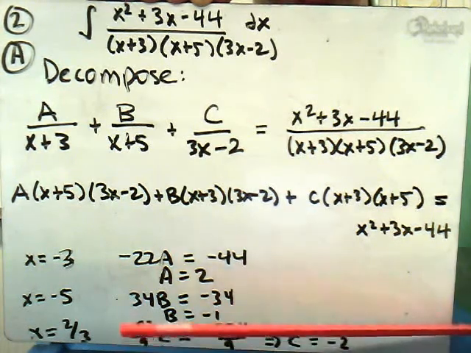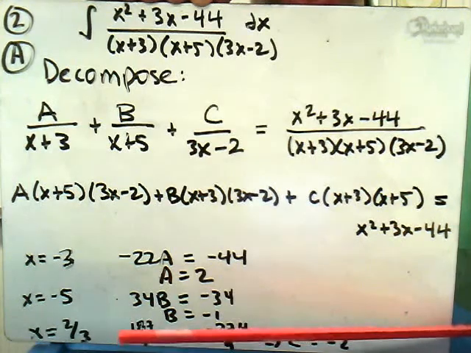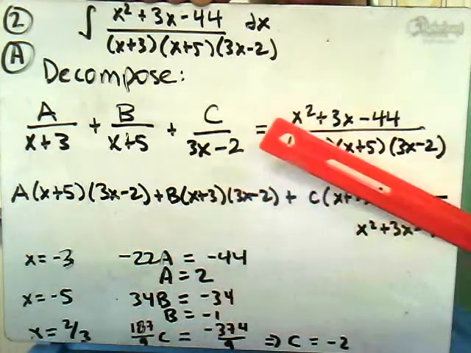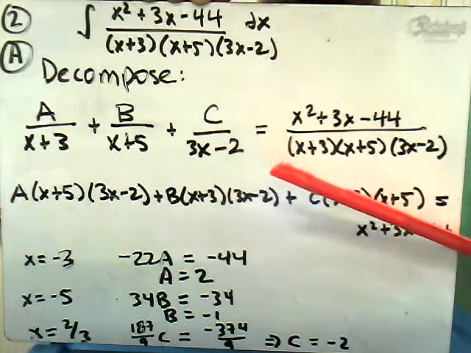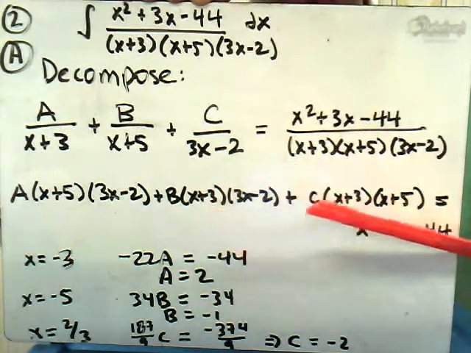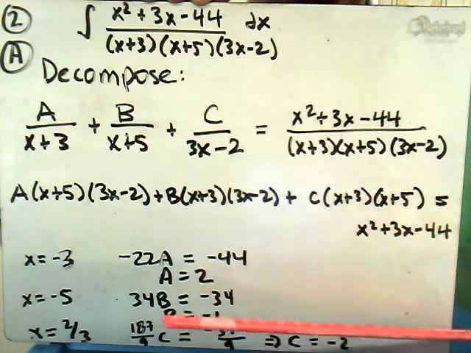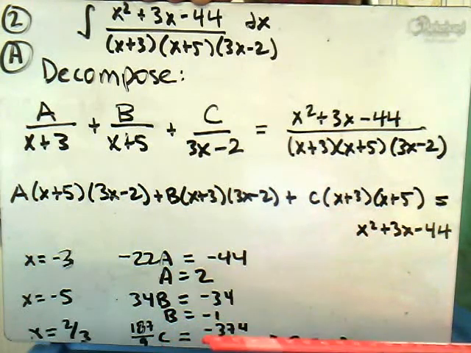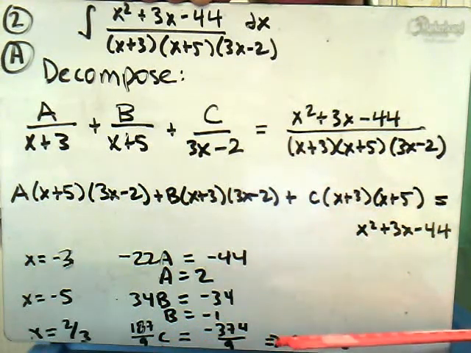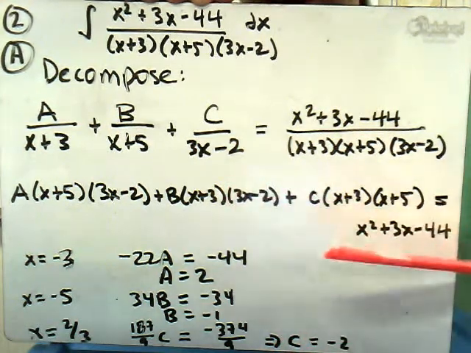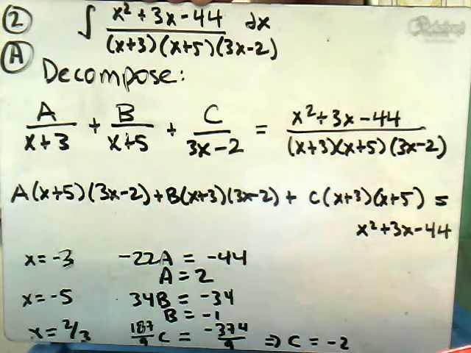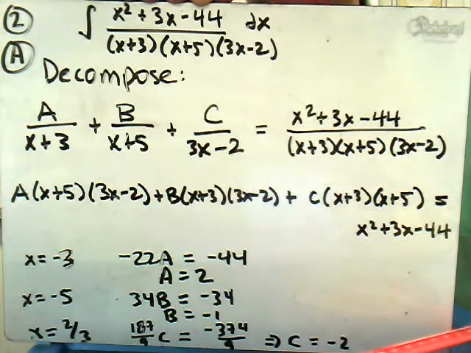Now the math is a little more complicated when we plug in 2/3, which is the x value where the denominator of the fraction with the c is equal to 0. And when we do that, we end up with 187 over 9 times c is equal to negative 374 over 9. There's all kinds of side work that you should be doing for that to justify, and we eventually find out that c is equal to negative 2.